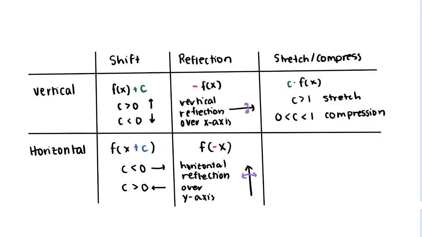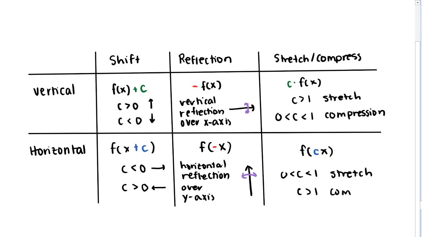And so in general, if I take f of c times x, well, if c is between 0 and 1, this is going to be a horizontal stretch. And if c is greater than 1, it's going to be a horizontal compression.